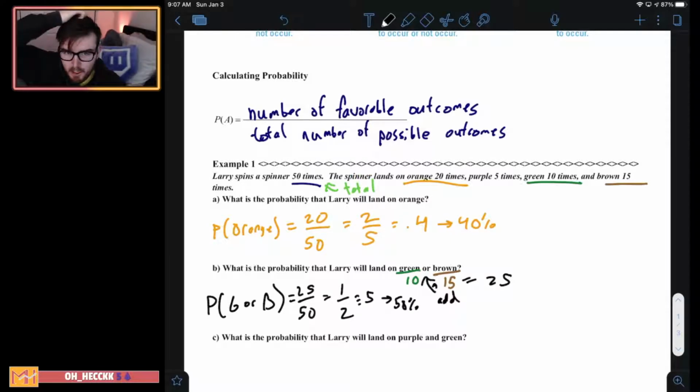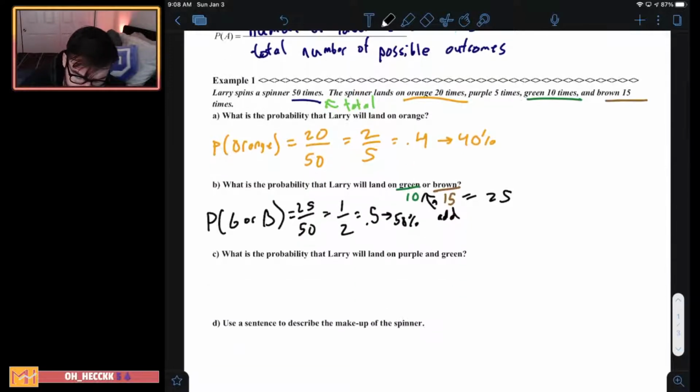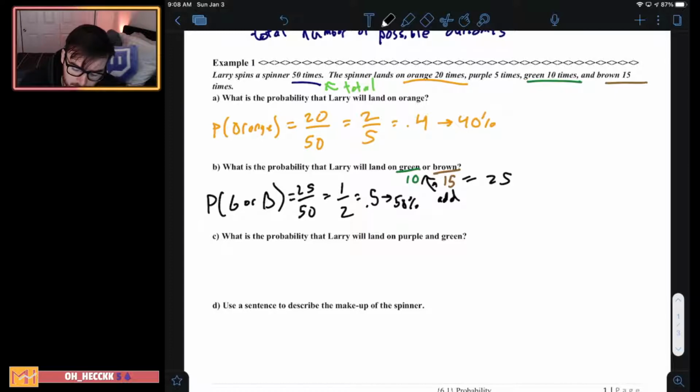Just be prepared for a question where it says, how likely is this to happen? Multiple choice, you can choose a percentage, or maybe it's going to ask you to type in a number. You would type in 0.5 here. I think probability is something that we're all pretty familiar with. What is the probability that Larry will land on purple and green?